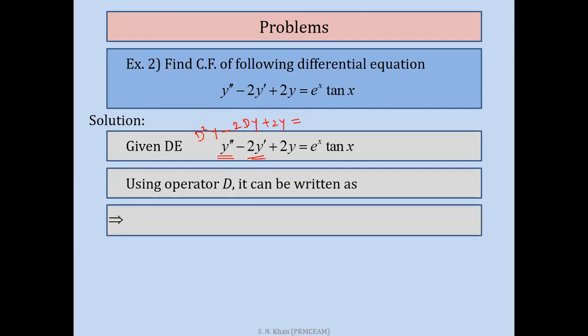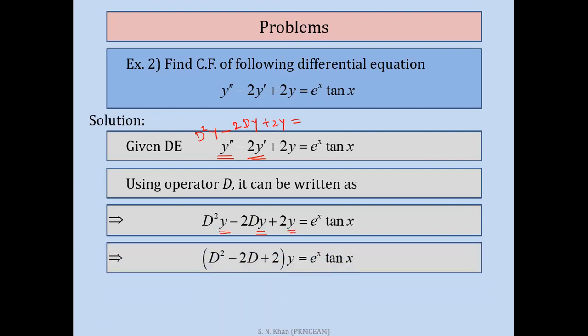So using operator D, we will write it as D square y minus 2 times Dy plus twice y equal to e to the power x tan x. Again, we are not going to use the right hand side for calculating CF. We will only deal with the left hand side here. From the left hand side, taking variable y common, the remaining terms inside the bracket will be D square minus twice D plus 2, operating on y equal to the right hand side as it is. Now D square minus twice D plus 2 is nothing but the operator, which we will denote as f of D, the function of D.